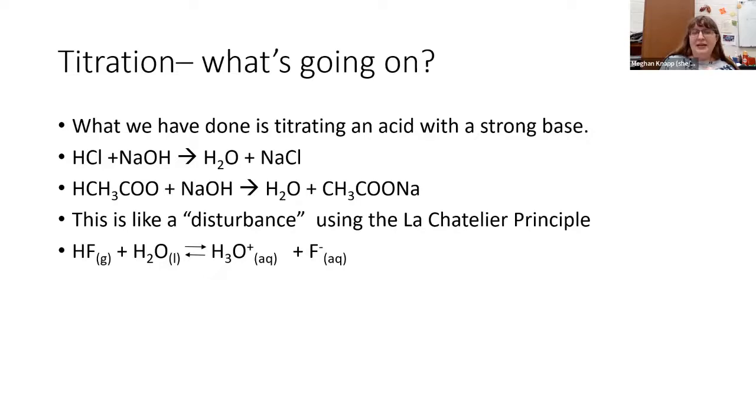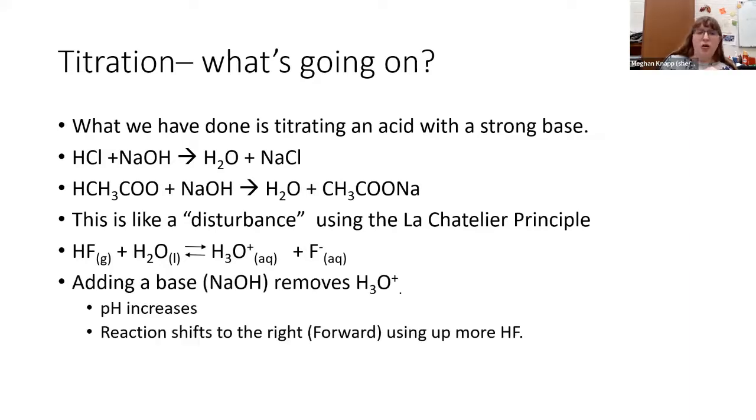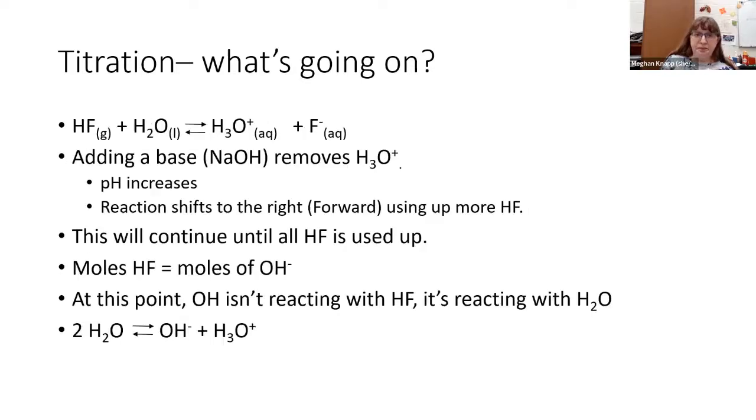As we add the NaOH, that NaOH is going to get together with the excess hydronium and they're going to form water molecules. So adding the base is going to remove the hydronium ion because it's combining, it's neutralizing to form the water. And since there's less of it, the pH is going to increase. And that's what we're going to be measuring. The equilibrium aspect of this is it's going to keep shifting the reaction forward. So we're going to use up our hydrofluoric acid as we do this.